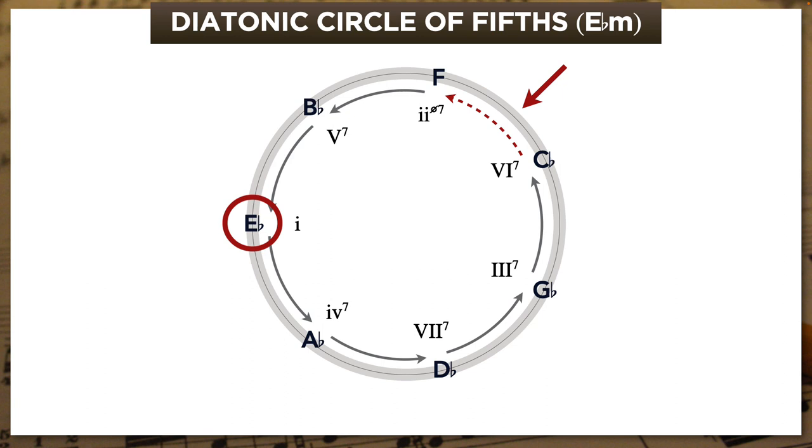But if we went into a different key, say F-sharp minor, that diminished fifth is going to be in a different spot. Now it'll turn up between D and G-sharp, and here's a falling fifth sequence in that key.